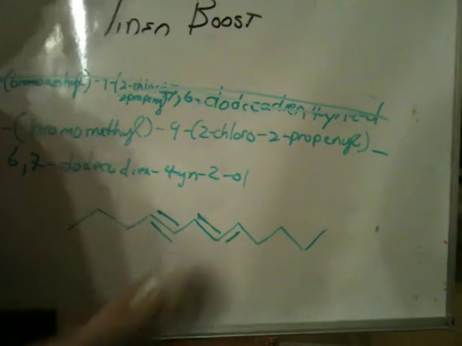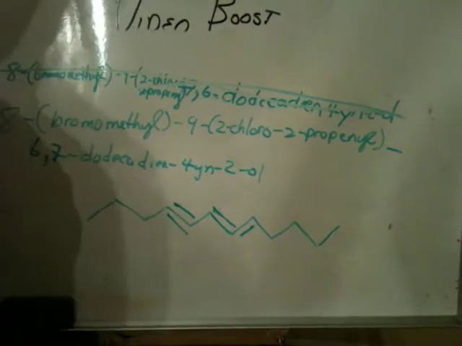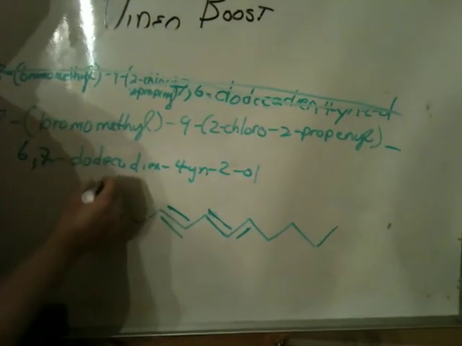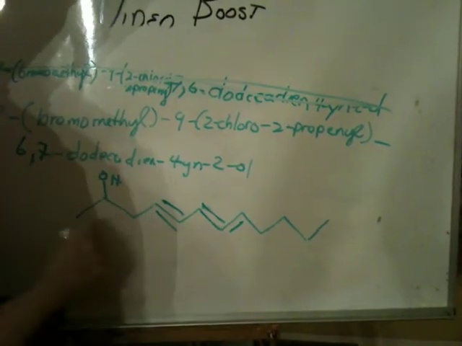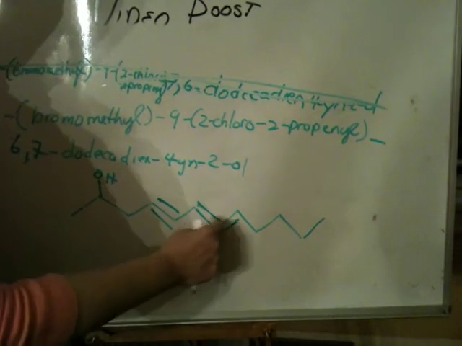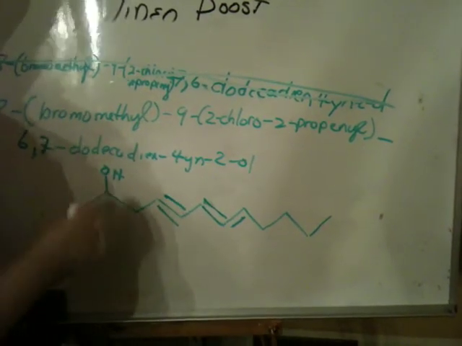These are called cumulated double bonds, and they do exist. 2-ol, so there'd be an OH right there. So you see I put in the 6 and 7 position 2 double bonds. Let's check that. 1, 2, 3, 4, 5, 6, 7. Triple bond in the 4 and OH in the 2.